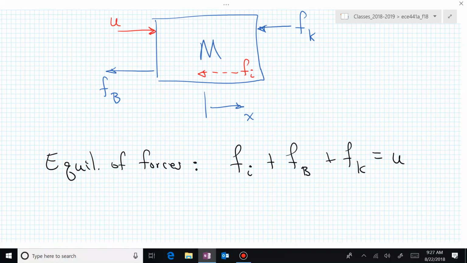Okay? We're not accommodating for friction. So this is now on an ice rink. The absorption of energy is through the dashpot, F sub B.